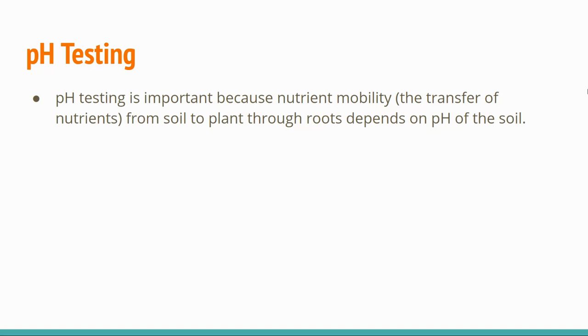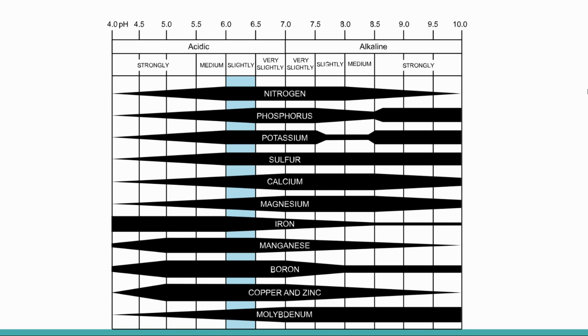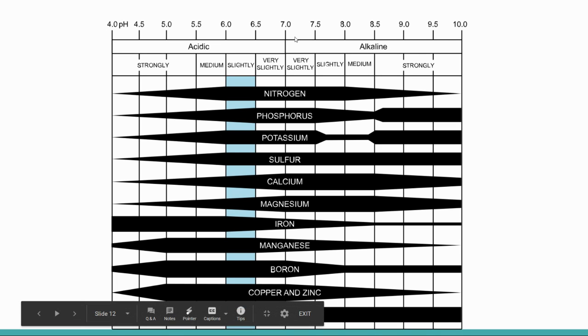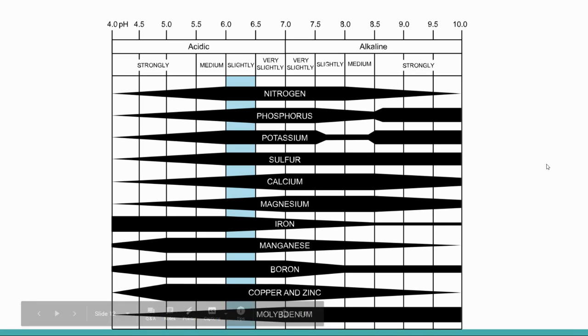So pH testing is important because nutrient mobility, which is the transfer of nutrients from soil to plants through roots, depends on the pH of the soil. The ideal pH range is going to allow plants to take up nutrients easier. And we can look at this. You don't have to necessarily put this in your notes. You can find this online. It's a pretty good little chart. You can look and see for most plants which pH range is ideal for the uptake of all of these different nutrients. So this plays into why it's important for us to know the pH of the soil.